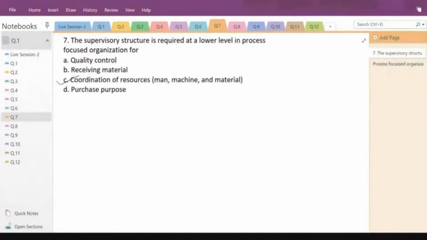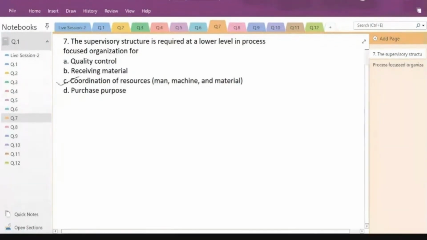I think it got erased, so no worries. We'll move on to the next question. Anyways, we have discussed this. This is the correct answer.